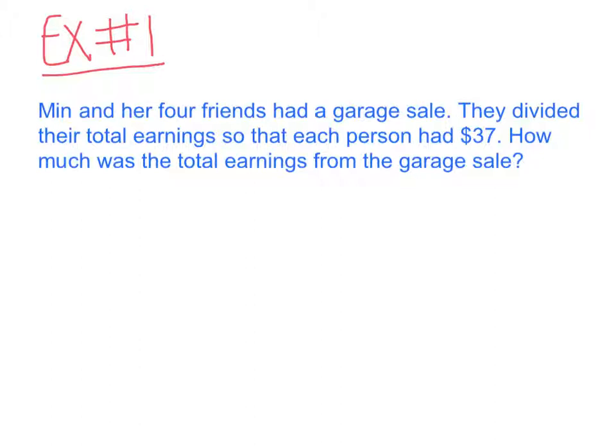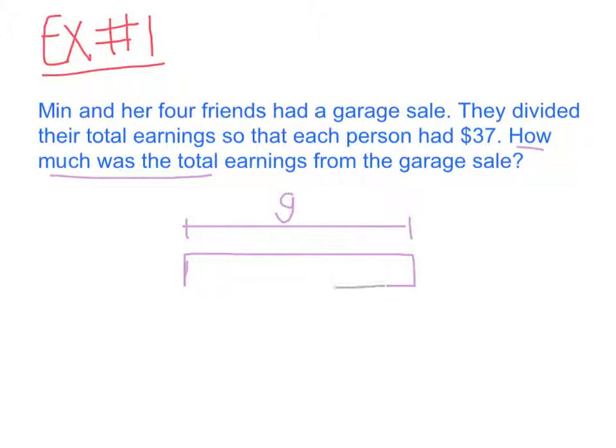So we're doing the same thing. We're going to draw our bar at the top for the total. But since our question is how much was the total, we don't know. So I'm going to put a G in place of our total. And then I'm going to draw our box. But this time, instead of splitting it up into 2, I'm actually going to be splitting it up into 5, because I'm splitting it up for all 5 friends. So I'm going to write that at the bottom. So each box represents 1 friend.